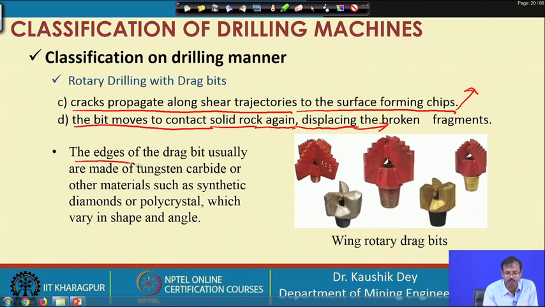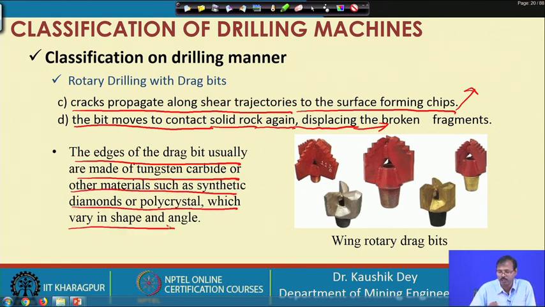The edge of the drag bit usually is made of tungsten carbide tip, and often synthetic diamonds, polycrystals are also used. So, in most of the cases these are the different types of drag bits. This is commonly used.